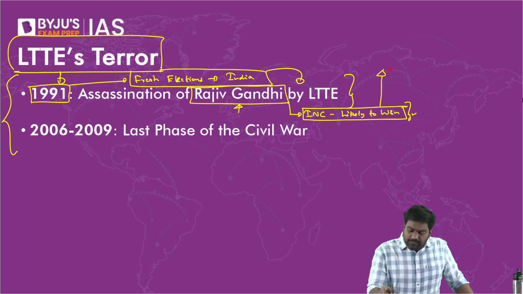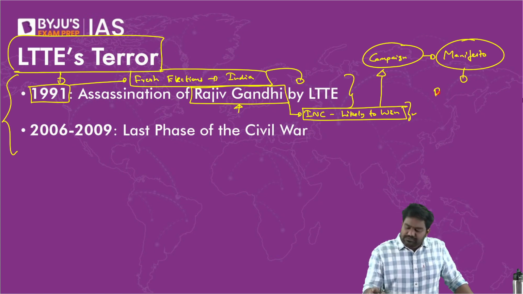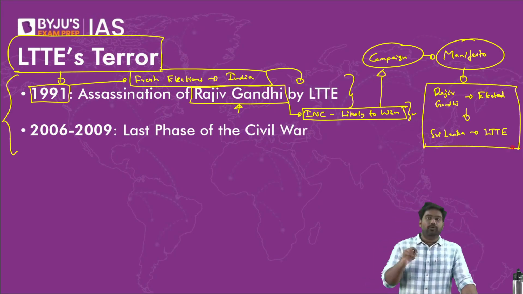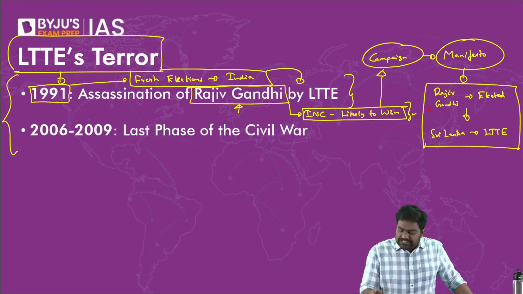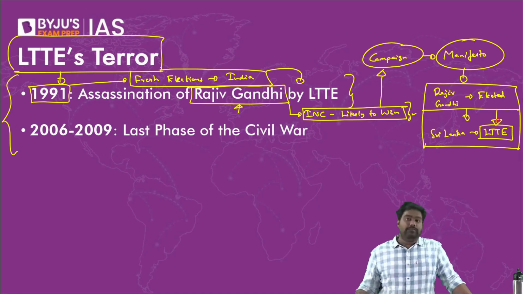Now, in the run-up to the campaign, the Congress party had released its manifesto, and in the manifesto, Rajiv Gandhi had made a promise, a commitment that if he is elected to power, then he would act very strictly against LTTE. Under foreign policy commitments, the Congress party had committed that if Rajiv Gandhi comes back to power, LTTE will be eliminated. It will be wiped out.